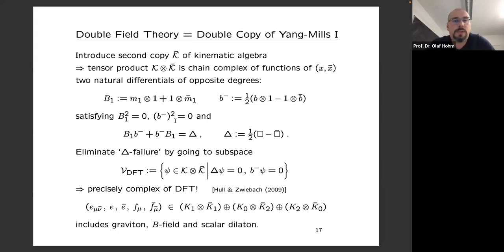They both square to 0 because M1 and b square to 0. You can check. And there's a version of this anti-commutation relation between M1 and b, which is that big B1 and B minus anti-commute to delta, which I call delta here. And delta here is just the difference between the two, the D'Alembert operator on one factor and on the other factor. So it's box minus box bar.